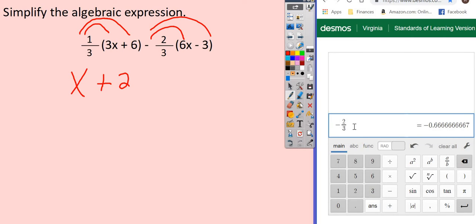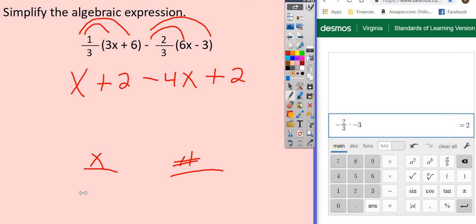So negative 2/3 times 6. And that gives you a negative 4x, and then you've got a negative 2/3, and you're going to multiply that times a negative 3, which gives you a positive 2. So let's split up our groups. We've got the x group and the number group. That first x is positive, so make sure to write positive x. We've got a positive 2, a negative 4x, and another positive 2.